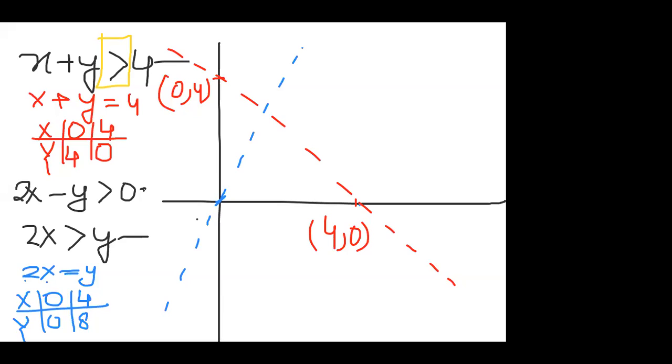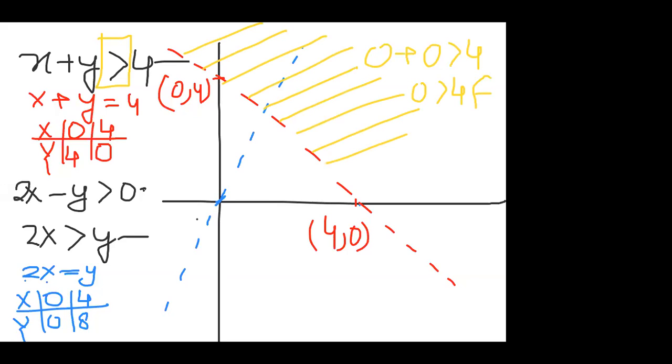So 0 plus 0 is greater than 4. Is 0 greater than 4? No, it is false. When it is false, it means the shaded region will not be towards that point. The shaded region will be away from that point, meaning away from the origin. Away means it will be going this way, away from the origin, the tested point.